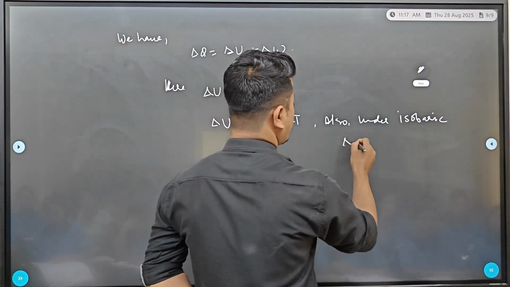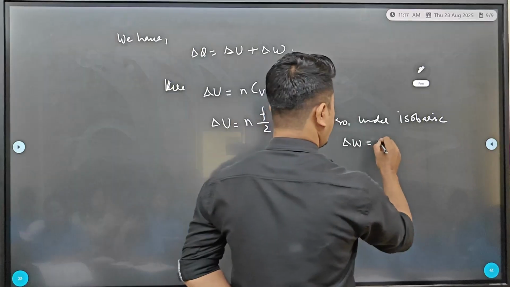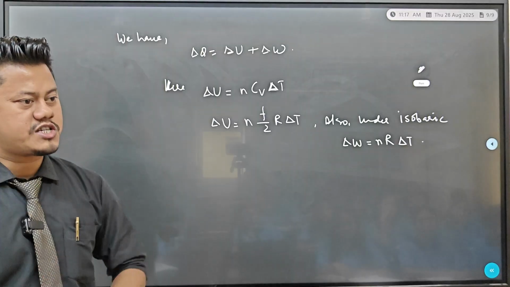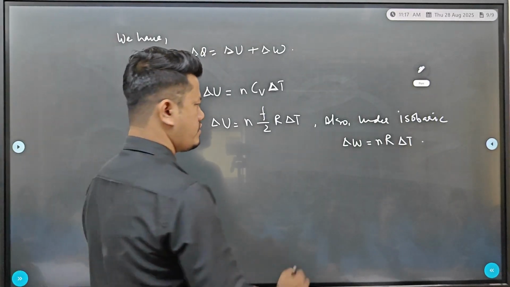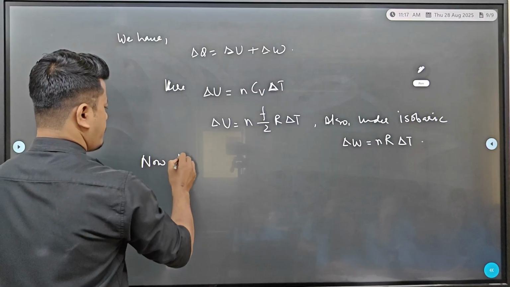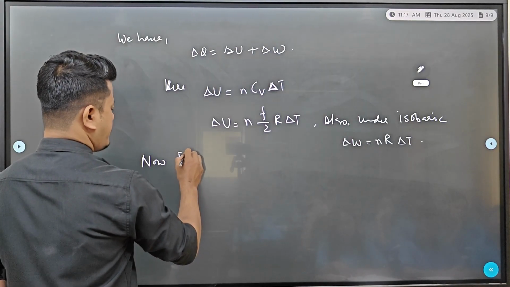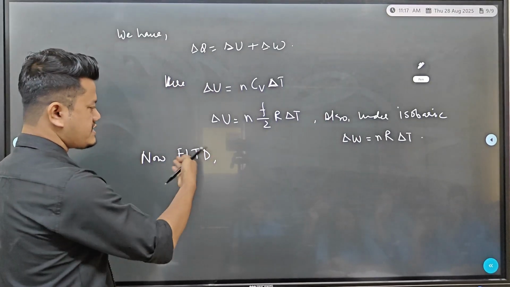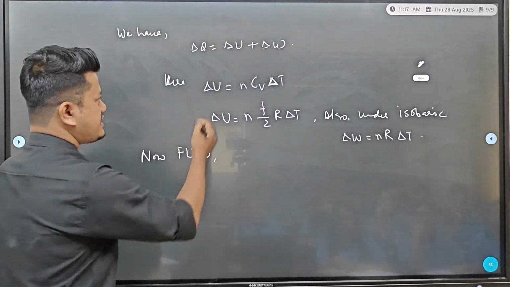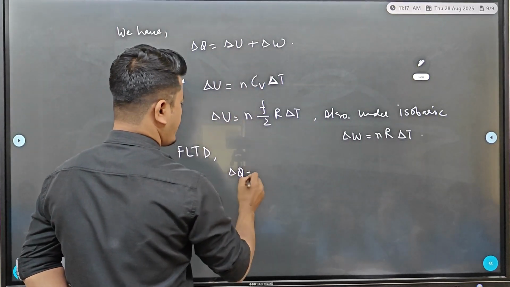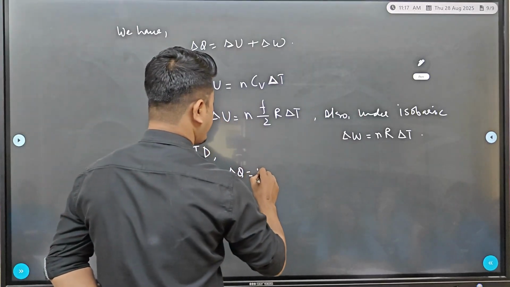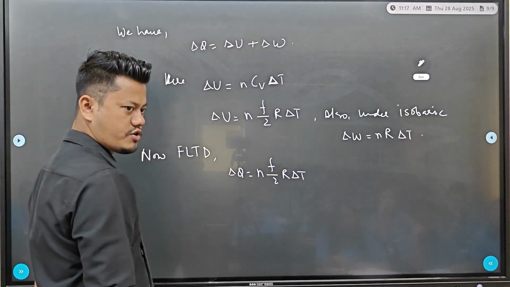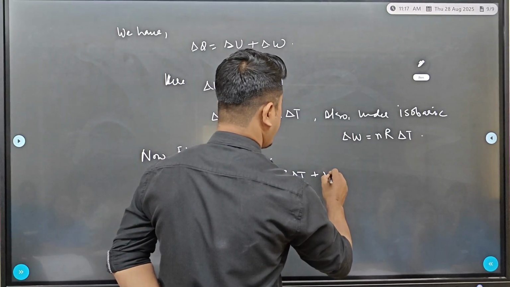just a couple of minutes back, we got the work done under isobaric. What was that? nR del T. This was the expression we got. Yes or no? Now, from the first law of thermodynamics, FLTD, got it? FLTD is a short form, okay? First law of thermodynamics, right? From FLTD, what can I write? Del Q equal to, what is del U by the way? In place of del U, can I replace the value F by 2 R del T? Yes or no? Here can I write in place of work done nR del T?